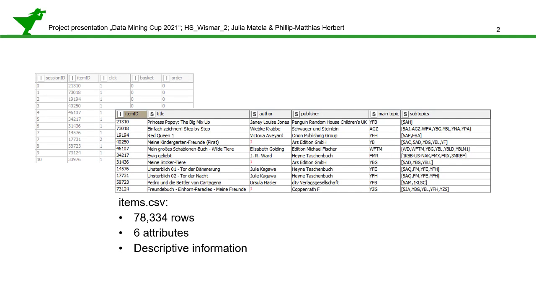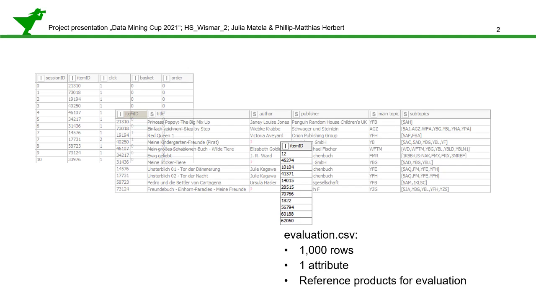Next, we have the items table, which contains all descriptive information about the books, like the author, title, or the different topics. It is the foundation for our recommendations. And finally, we have the evaluation table. It is the reference for the solution that we hand in eventually. For that purpose, 1000 products were chosen to get recommendations.